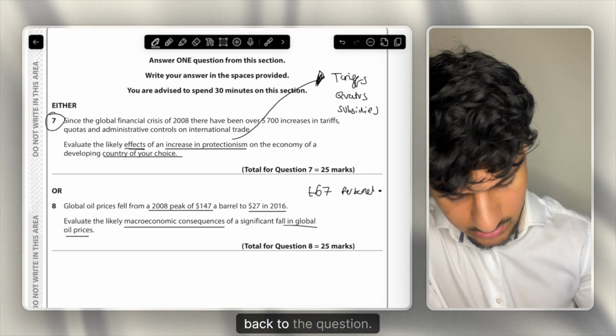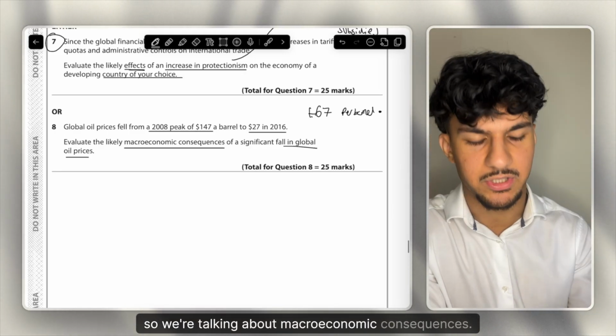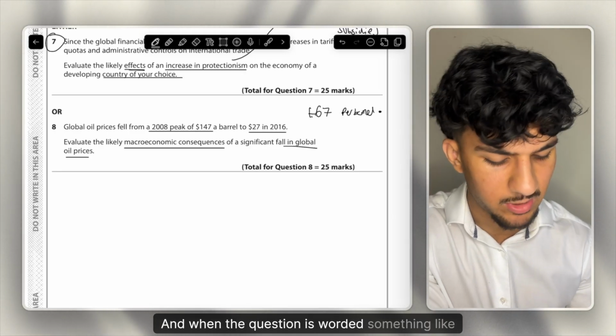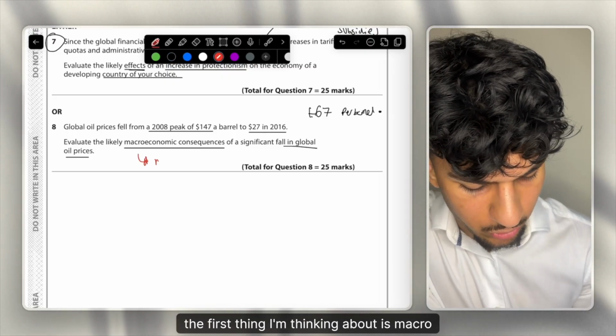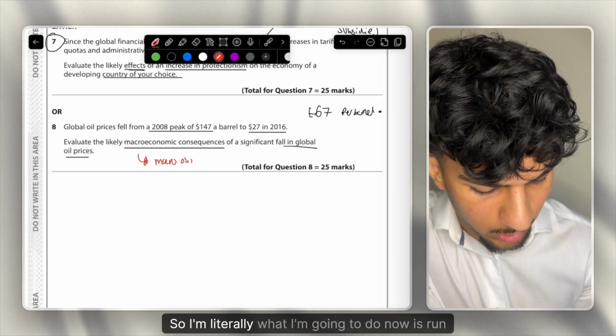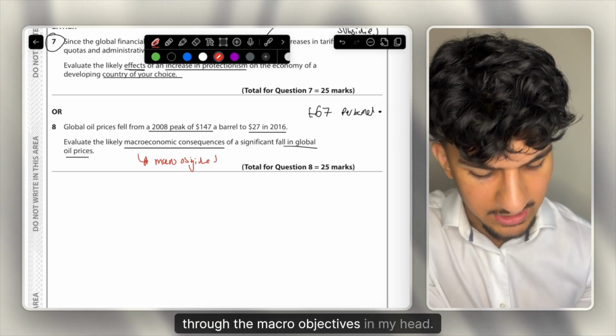Okay, but now back to the question. So we're talking about macroeconomic consequences. And when the question is worded something like macroeconomic consequences, the first thing I'm thinking about is macro objectives. So what I'm going to do now is run through the macro objectives in my head.